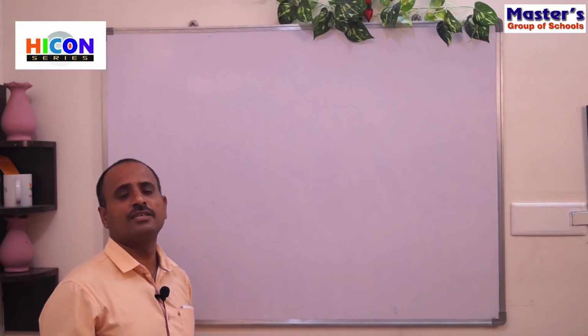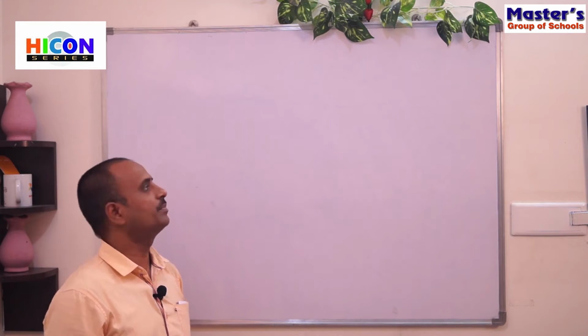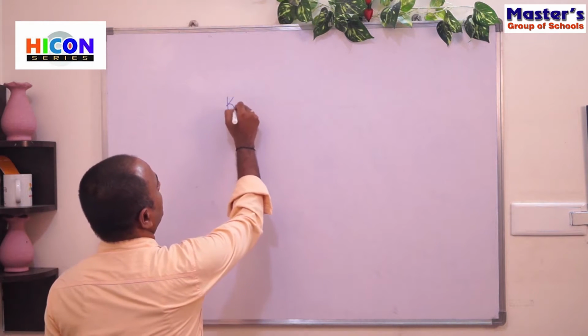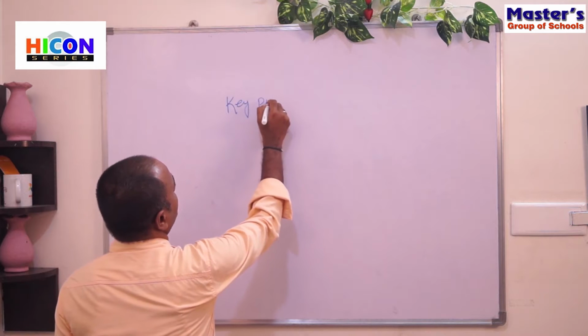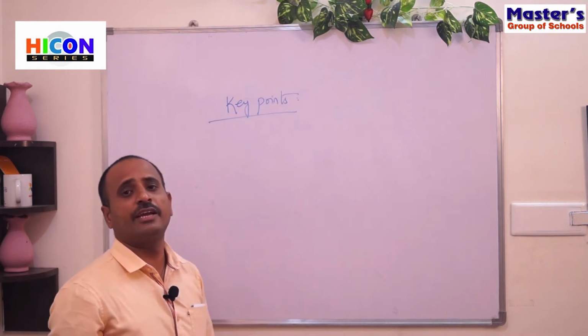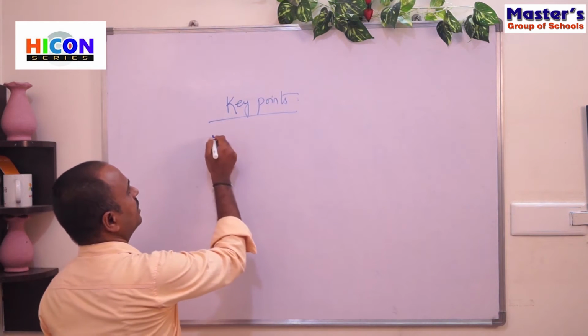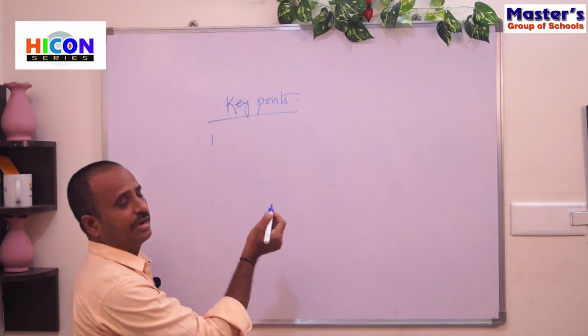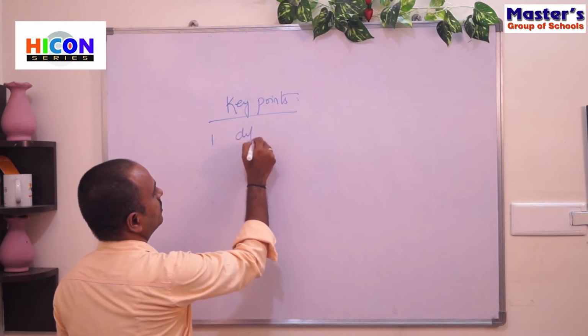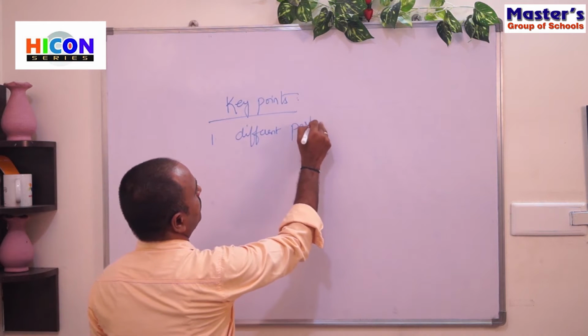Children, so let us recall some important points we have discussed in the chapter. The main key points in this chapter are that there are different types of plants and there are different parts in a plant.